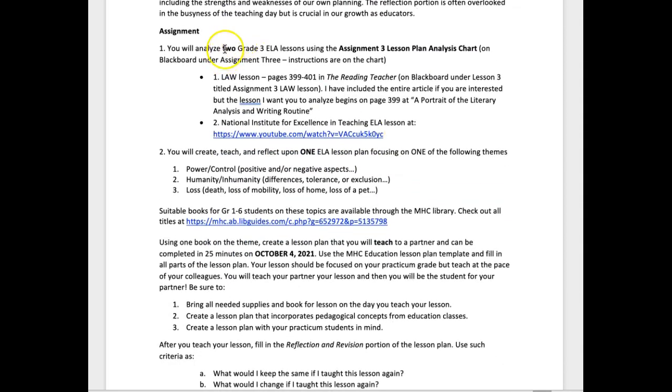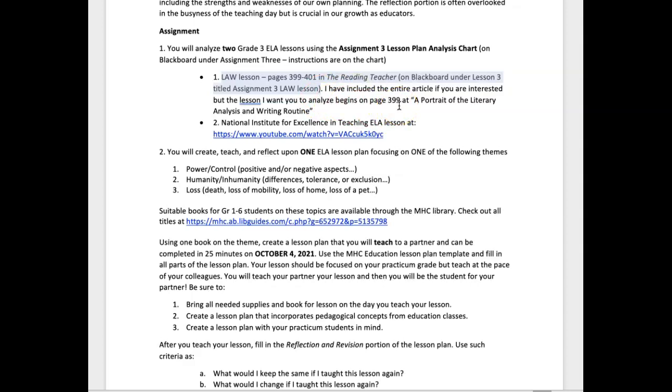You're going to analyze 2 grade 3 ELA lessons using the assignment 3 lesson plan analysis chart. It's on Blackboard, and I'll show you that in a minute. Basically, what I've done is I've given you a reading. It's just a lesson on law. Don't worry too much about what law means. You'll know by the end. It's from the Reading Teacher, and here's its location. I've included the entire article if you're interested, but the lesson I want you to analyze begins on page 399. So you just have to read the lesson.